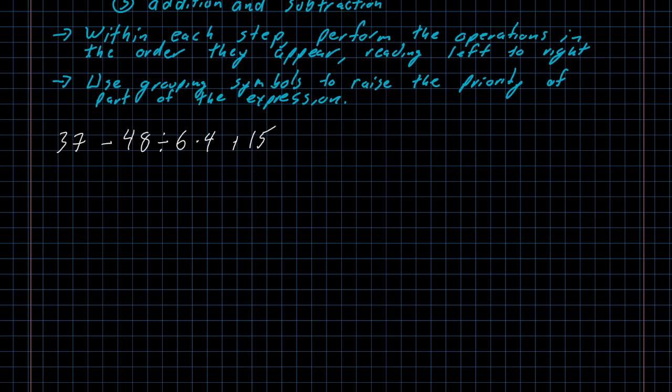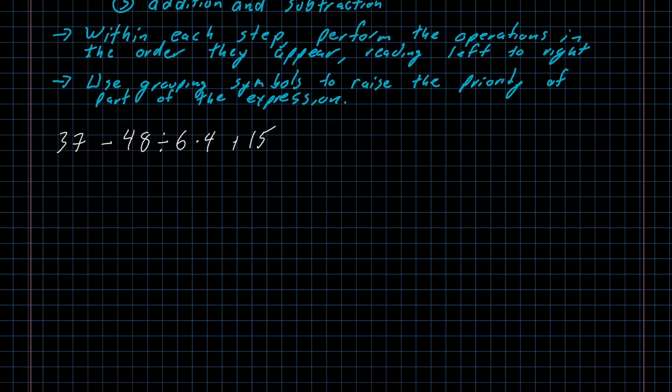37 minus 48 divided by 6 times 4 plus 15. This is about as simple as an expression can get, and let's work through it step by step and make sure we know what we're doing. The first phase is exponents and roots. There are none in this particular expression, so we're done with that before we even get started.